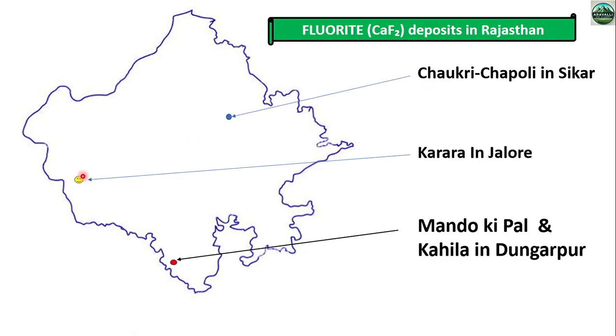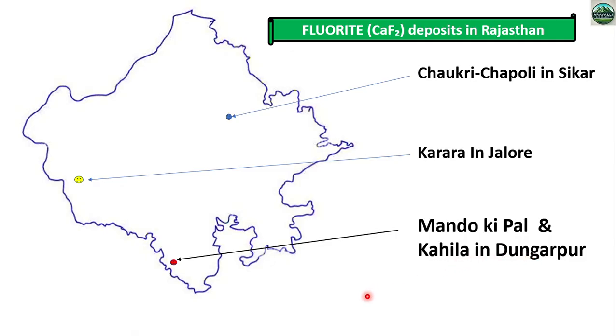Then this one is the Karara area. This is the Jalore district of Rajasthan. So the Karara area in the Jalore district is also famous for fluoride deposits in Rajasthan. Now see, this one is the Dungarpur district of Rajasthan, part of southern Rajasthan. There are two important mines, Manduki Pal and Kahila. These are famous for fluoride deposits in Rajasthan.